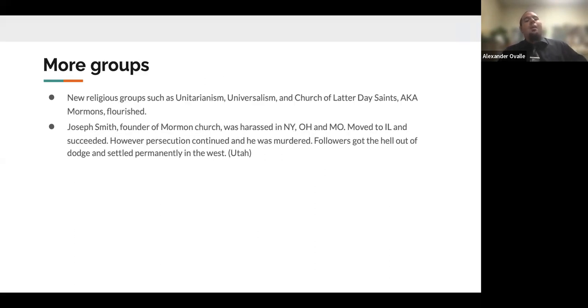More religious groups are created in the Second Great Awakening, just like in the First Great Awakening. The new religious groups were Unitarianism, Universalism, and the Church of Latter-day Saints, aka Mormons, will flourish. Joseph Smith, the founder of the Mormon Church, would be harassed in New York, Ohio, and Missouri.